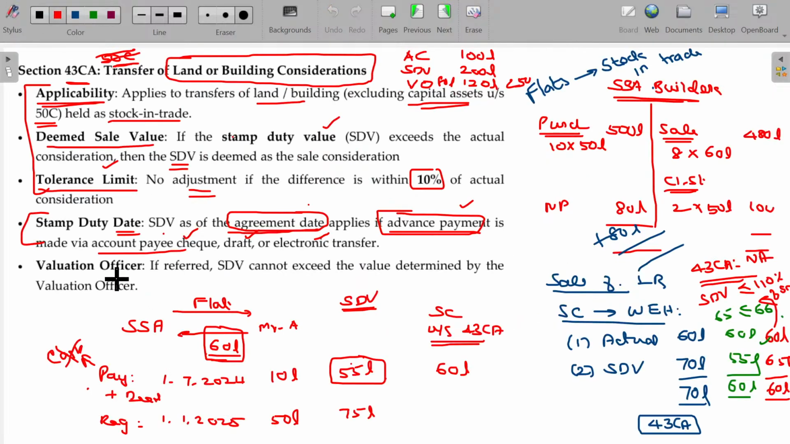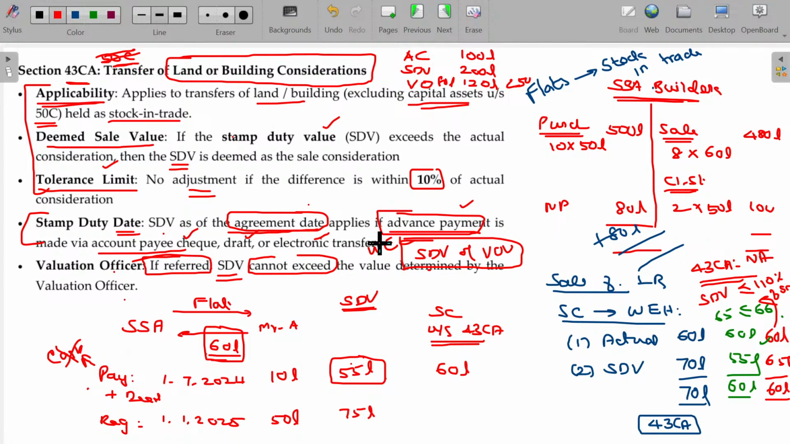See, the valuation officer is referred, not always. If there is a doubt, the assessing officer can voluntarily refer, or it can also be referred as per the request of the assessee. If it is referred to the valuation officer, the stamp duty value cannot exceed the value determined by the valuation officer. It means stamp duty value or valuation officer's value, whichever is lower, will be taken, and then you compare with the actual sale consideration.